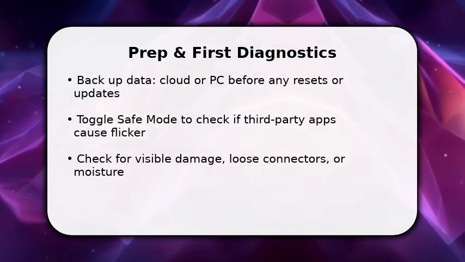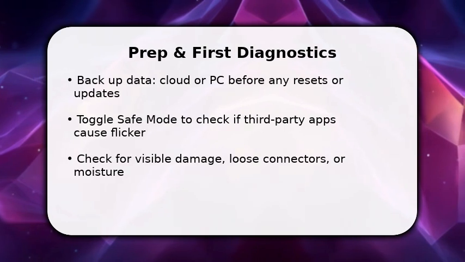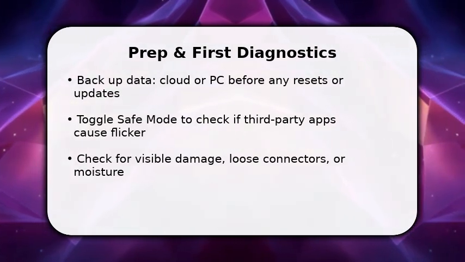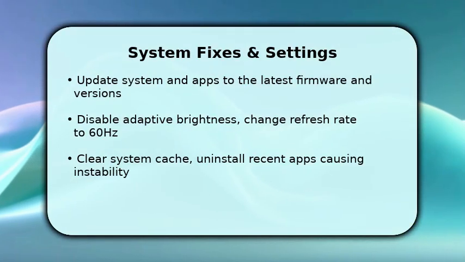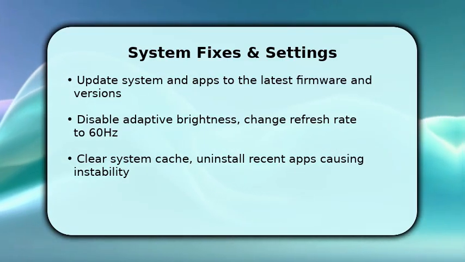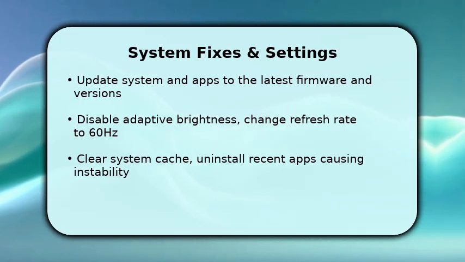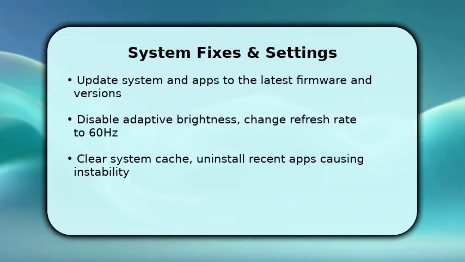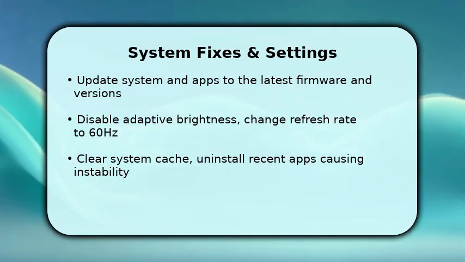Once you confirm it's not a third-party app, update Realme UI and all apps to their latest versions because many flicker bugs are fixed in patches. Then disable adaptive brightness and set the display refresh to 60Hz to reduce timing conflicts, and lower contrast or color enhancements if enabled. Clear the system cache partition to remove corrupted temporary files and uninstall any recent apps you installed.